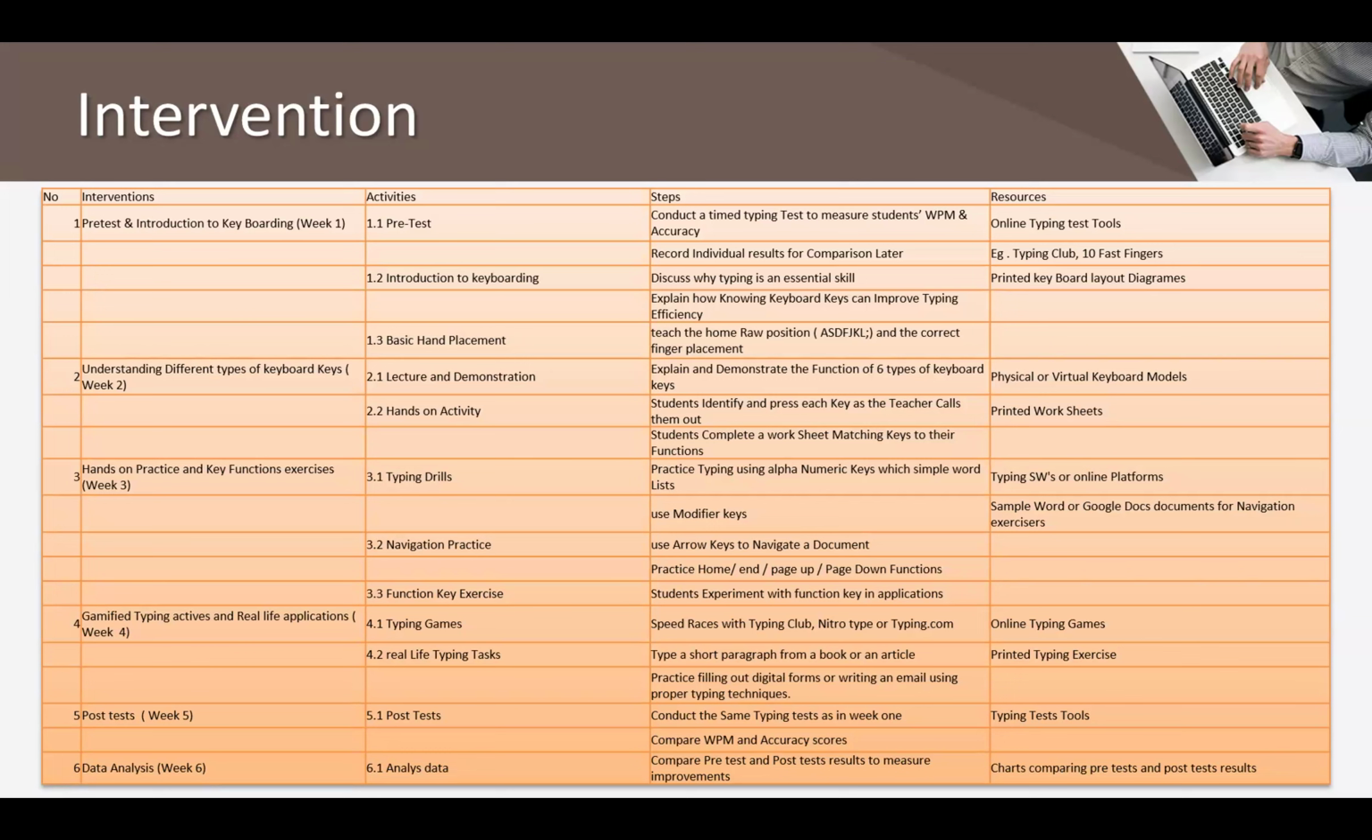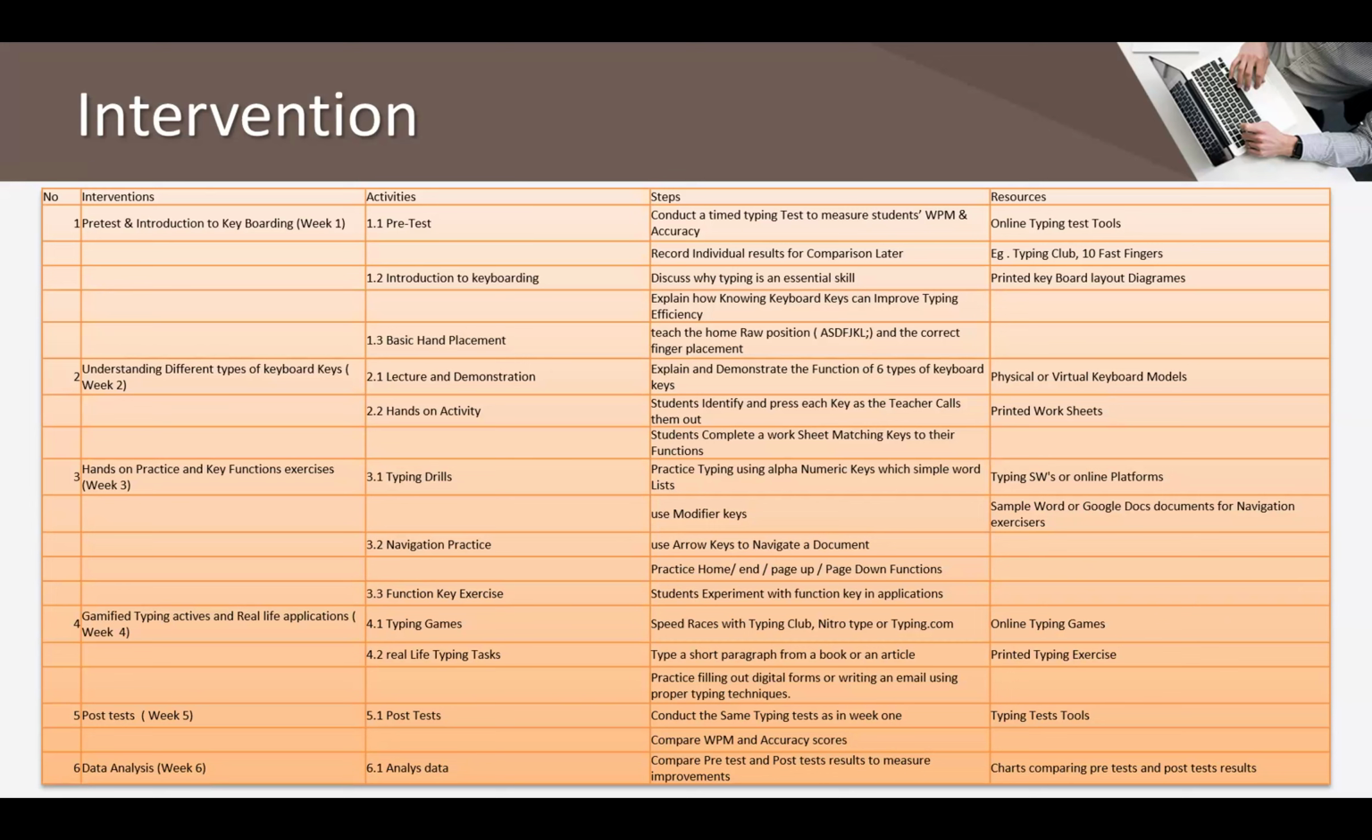Next, week 4, gamified typing activities and real life application. Week 4 will focus on making typing fun and engaging. Students will participate in typing games like speed races. They will also participate in real life typing tasks such as typing short paragraphs, filling out digital forms, and composing emails. Resources, online typing games and printed typing exercises.